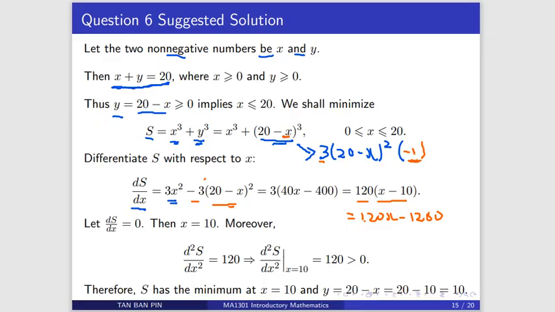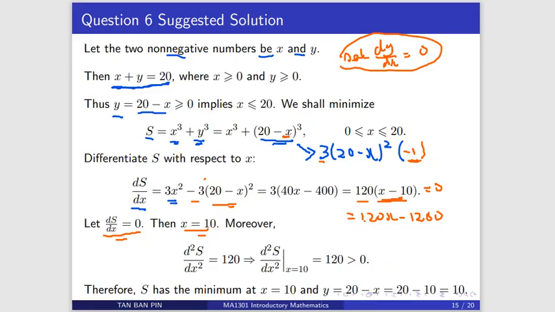To find the turning point, to find the maximum or minimum value, you set dy/dx to 0, right? For a question in y and x, you set dy/dx to 0. So that means here you should set dS/dx to 0. If you set this to 0, of course x minus 10 equals 0, x is 10.